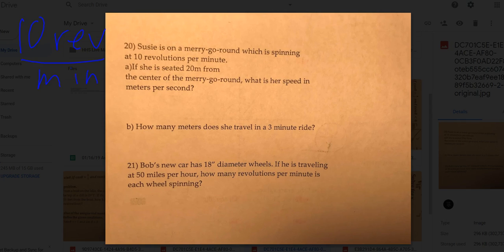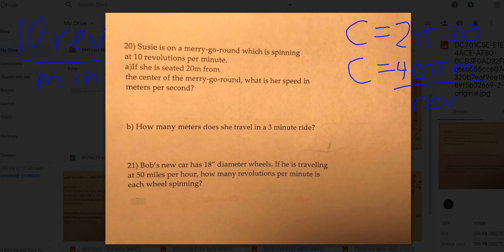If she is seated 20 meters from the center of the merry-go-round, what is her speed in meters per second? Okay. What is the circumference of that particular wheel? Of the merry-go-round? So 2 times pi times the radius, right? Yeah. So it's 40 pi meters per revolution.